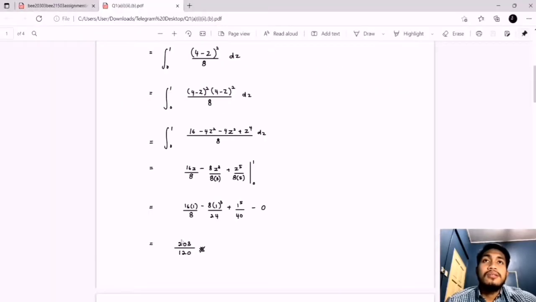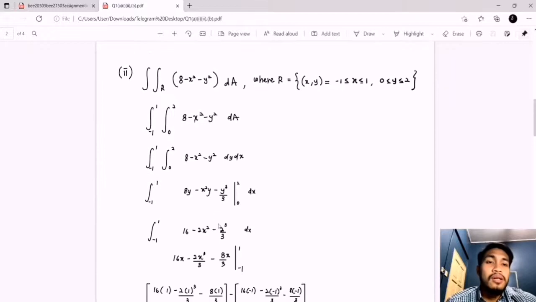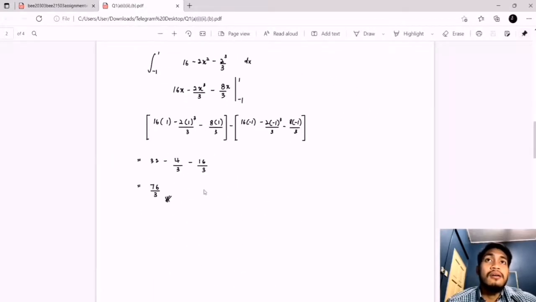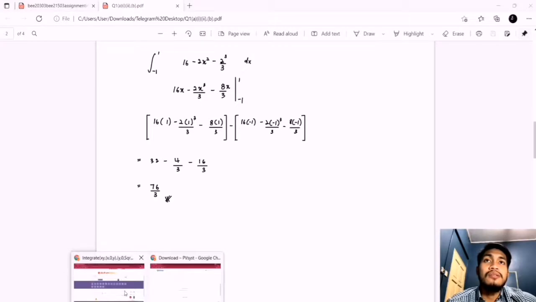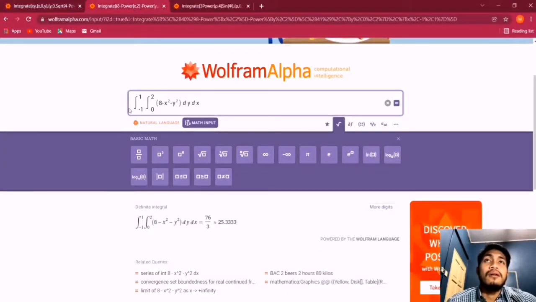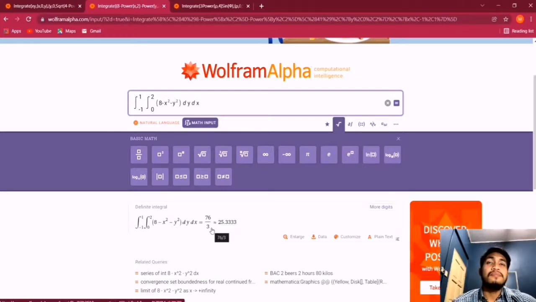Then for the next question, which is question 1A2, this is the question and this is the value of R given, and I have obtained the final answer of 76 over 3. And for the simulation, after I have inserted all the values and the equation, the answer is 76 over 3. So the answer is similar to the manual calculation that I have done.